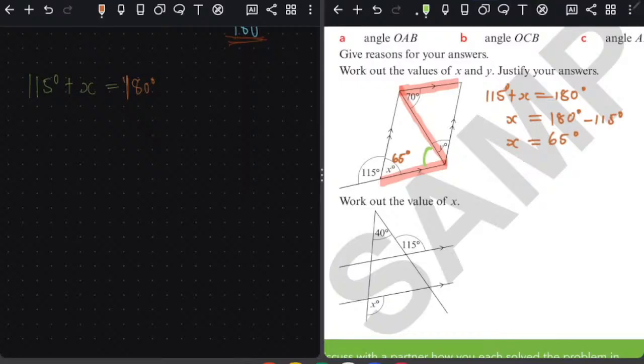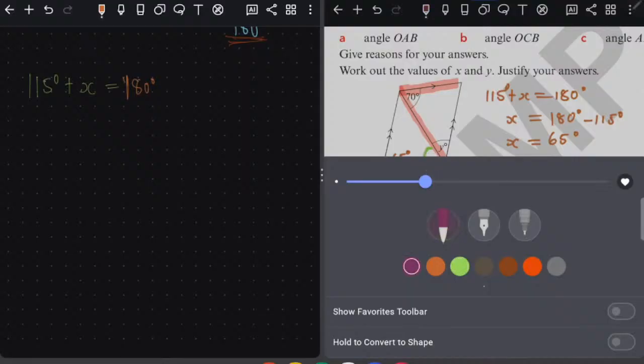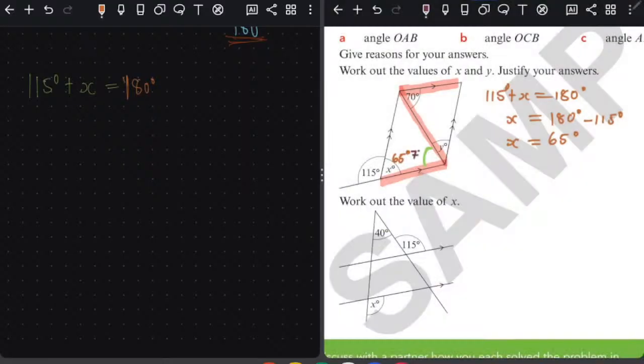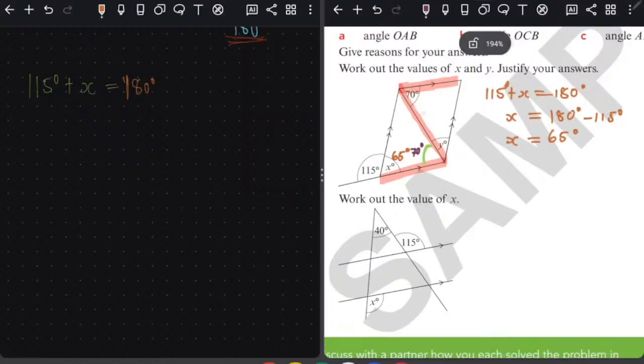It's 70. Tell me the reason. Why is this one 70 here? Why is it 70? Yes, what letter are they forming? And what is that? Alternate angle. So we put Z. Just put what you can know. Then you remove. Okay, we have this.